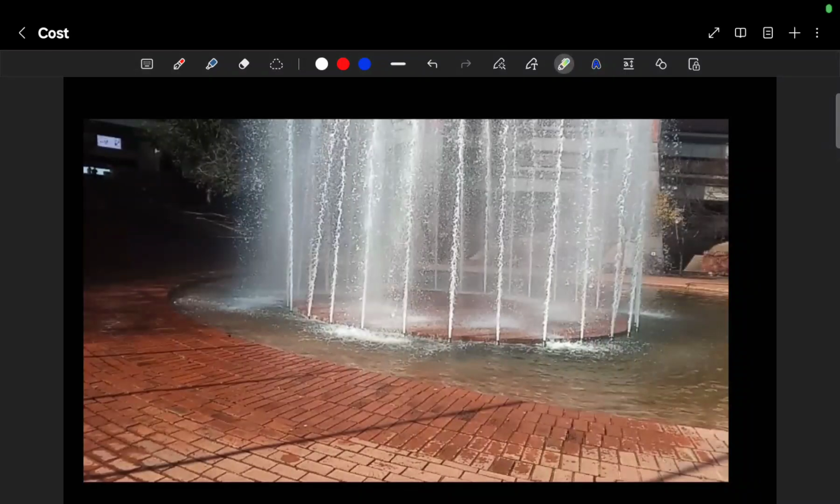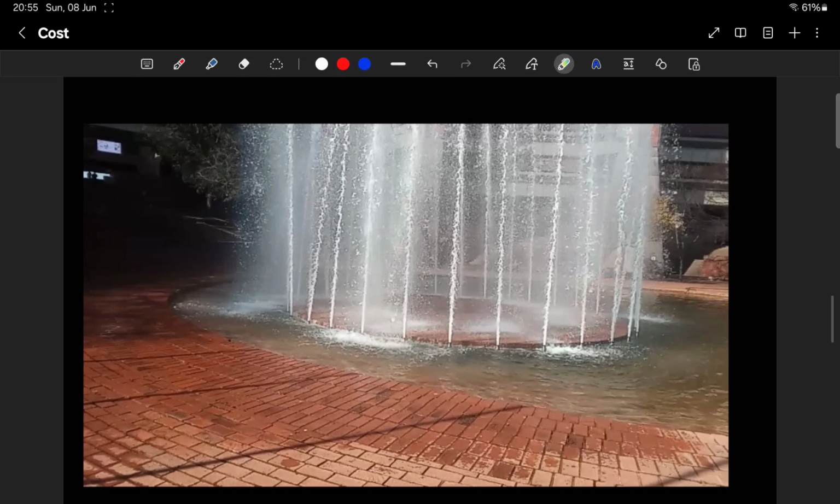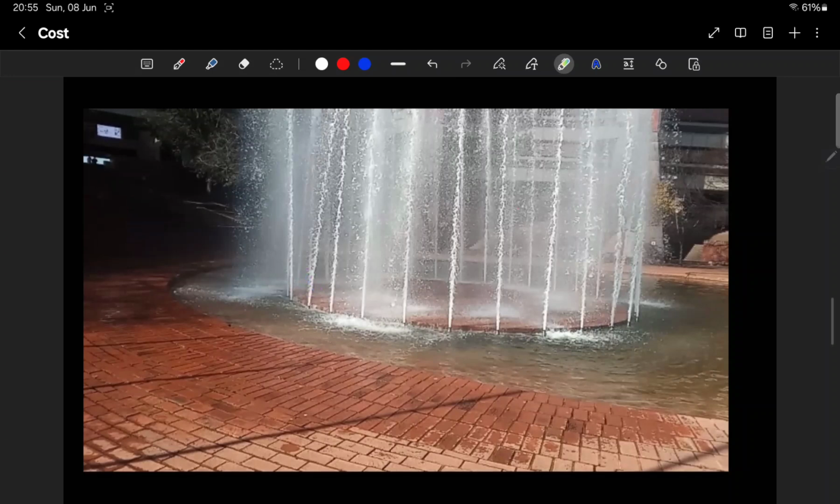I was walking by the fountain the other day and I was thinking, how much does it cost to run the UJ fountain? And I thought that this could be a good way to show what engineering thinking is. So I took a short video of it, came back home, and thought about the calculations as I walked home, and this is what I came up with.